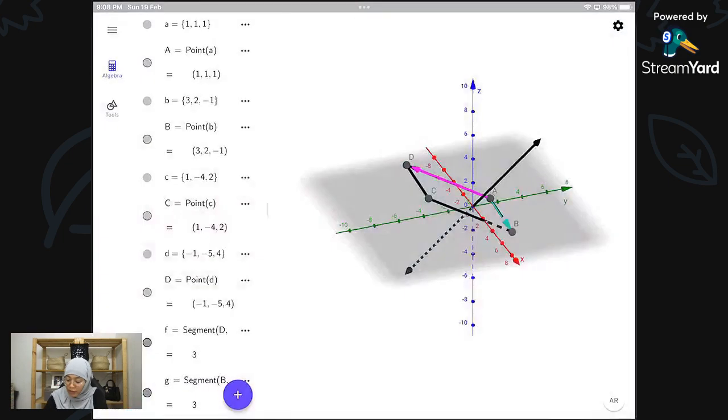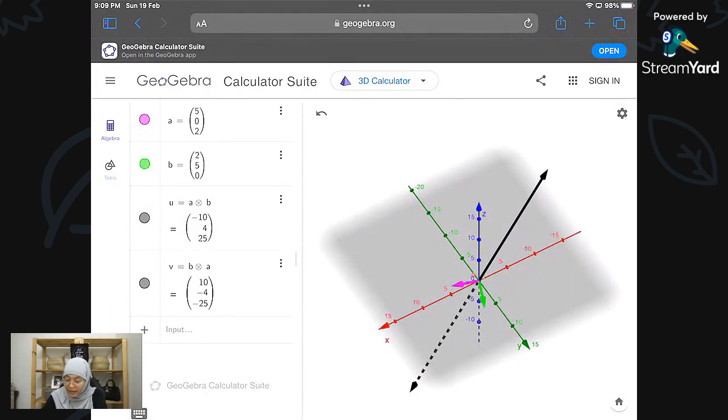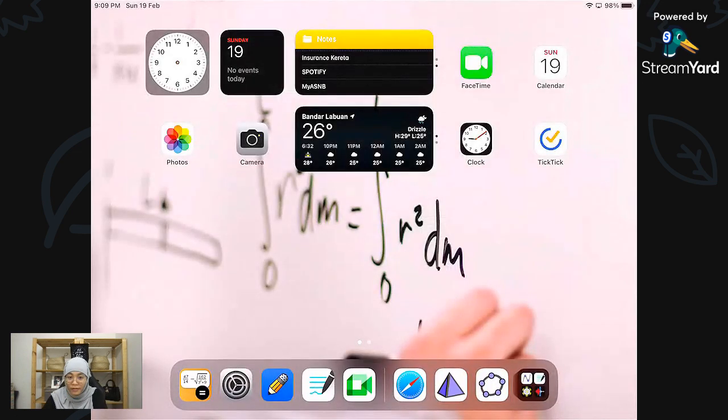Okay, I have to show you something. No, not this one. Yeah, kenapa dia adalah perpendicular? Oh my god, does it work? Just a minute, give a few seconds.